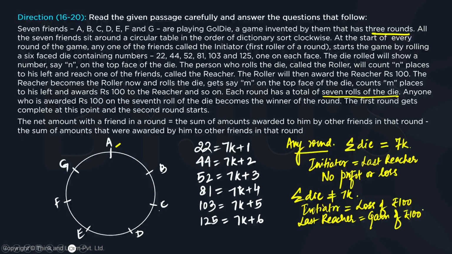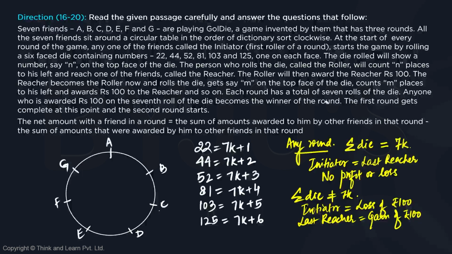Okay, so we can say that the net amount of the initiator is going to be a 100 loss if the sum of the numbers on the die is not in the table of 7, while the last reacher will have 100 rupees with him. And the net amount of the initiator is going to be 0 if the sum of the numbers on the die is in the table of 7. Now, we can form the numbers in the table of 7 in a lot of different ways. So this is any round.